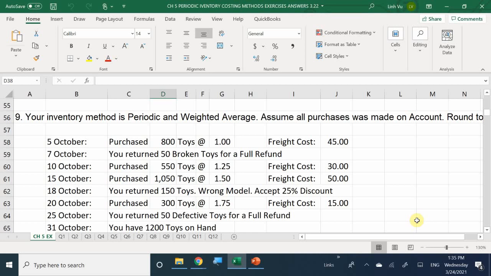So here we're going to be finishing up our chapter 5 review. We just finished looking at LIFO. We got to look at LIFO, we got to look at FIFO. Now we're moving on to questions 9, 10, 11, and 12, which are going to revolve around weighted average. So once again, here we go.